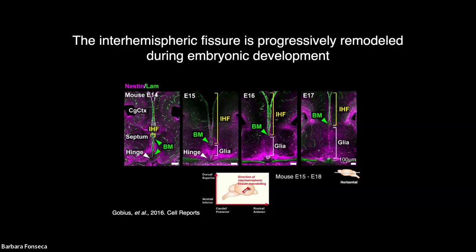So here is E14 to E17, and we're just looking at the fissure closing up and these cells migrating forward. And then you can see this interhemispheric fissure is getting smaller and the area where the glia are is getting bigger. And that's providing the bridge where the corpus callosum axons can cross.